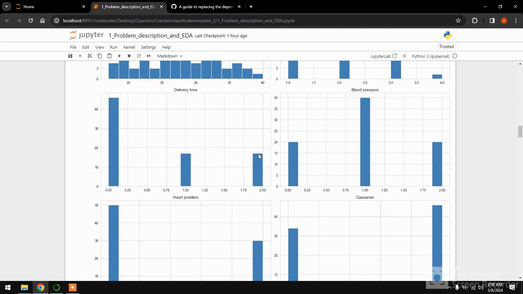Late comer, I don't know how they classify a late comer, but according to this data set we just have late comers, prematures, and then normal deliveries.